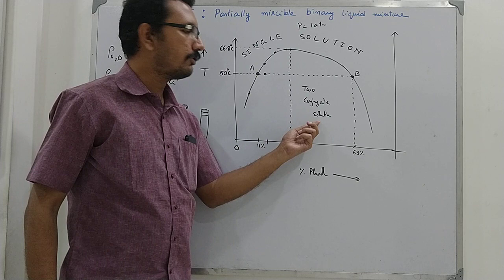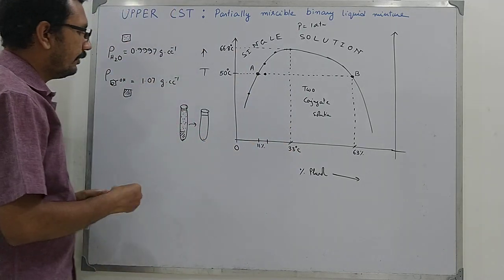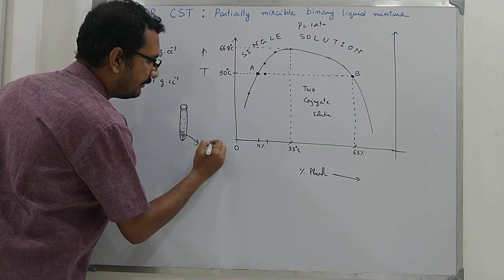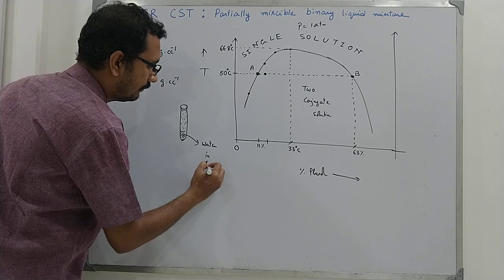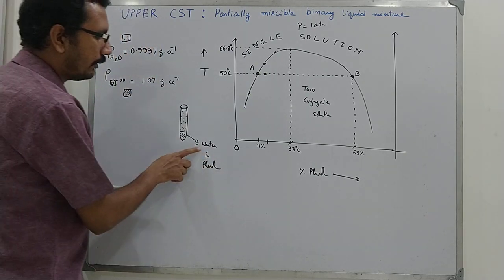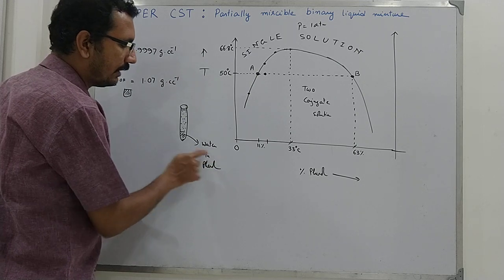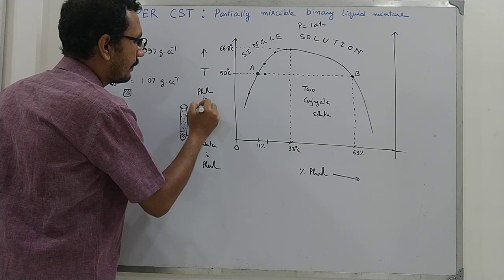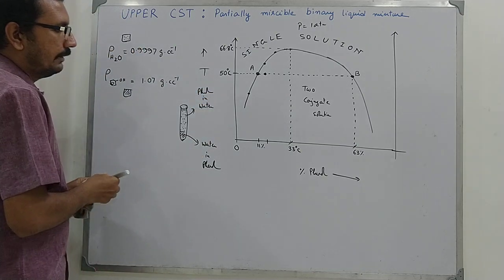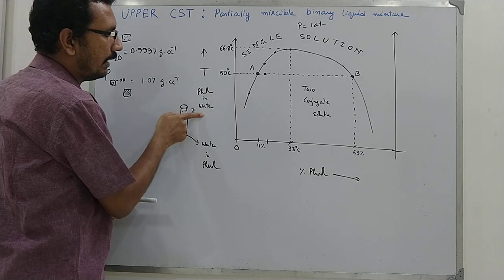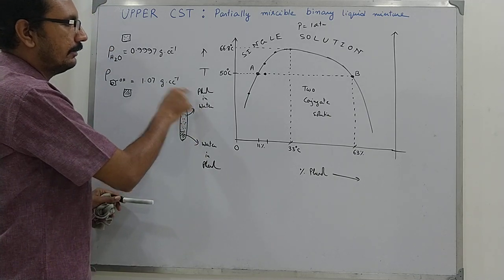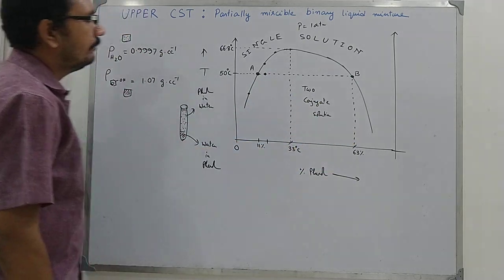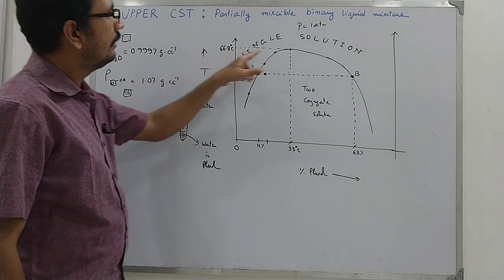So when we have two conjugate solutions, what do we actually have? This one is the water in phenol. It is not pure phenol. It is a saturated solution of water in phenol. Phenol is the solvent, water is the solute. And what is this? It is phenol in water, a saturated solution of phenol in water. Here water is the solvent and phenol is the solute. This is the picture of these two conjugate solutions. Now, what about this point?